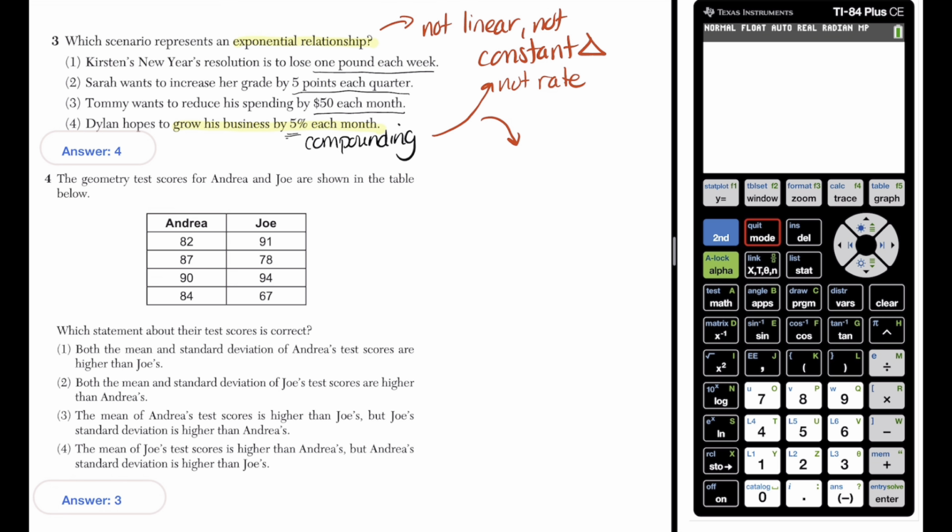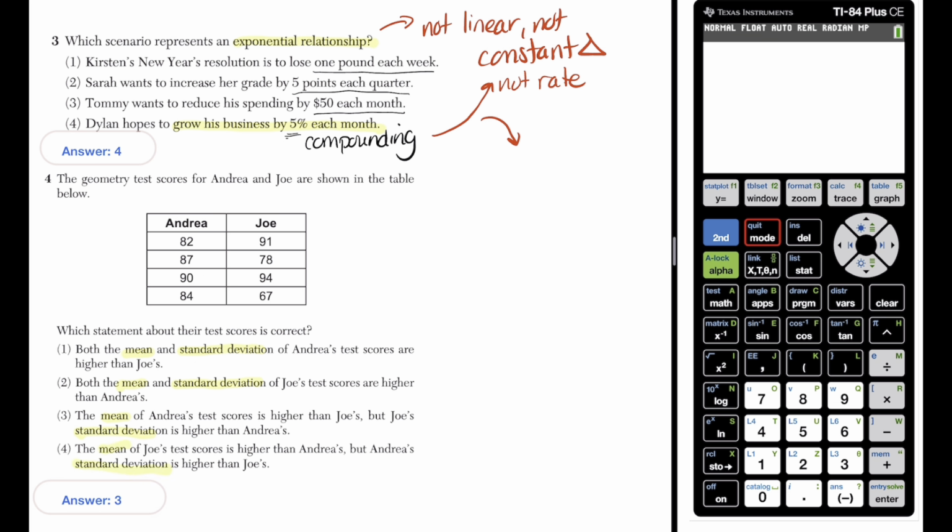All right, for number 4, we are going to use the calculator, not so much because it has to do with average, but because this type of question is asking us about statements with standard deviation and mean. Like all these choices, we're looking for which statement is correct, and they all have to do with comparing the mean and the standard deviation for Joe and Andrea's scores.